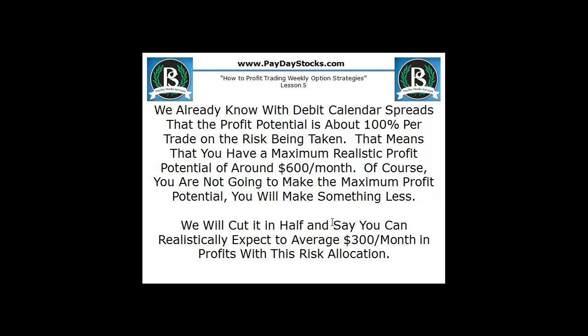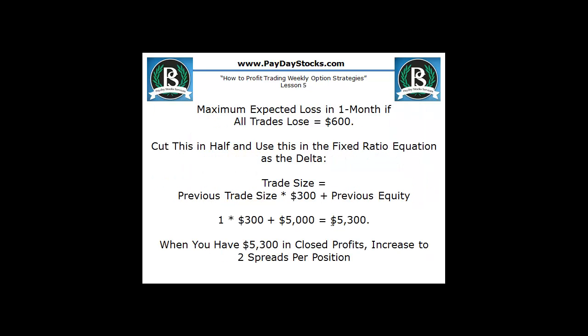That's what we're going to base our rate of increase on. It's called the delta. We're going to take that maximum, worst case, everything loses in 1 month. What happens? We lose $600, and we're going to plug it into a formula. It's a very simple formula, there's nothing complex about this. But you cut this max loss of 1 month in half. You lose everything, you cut that in half, and you plug it into this formula.